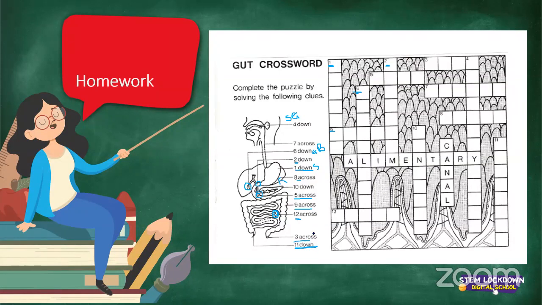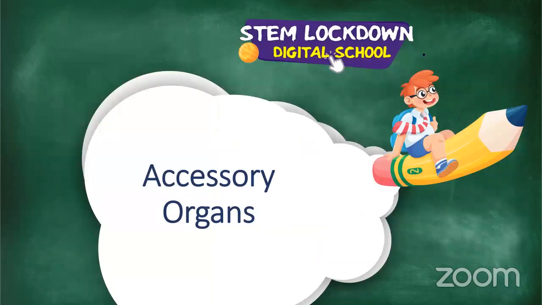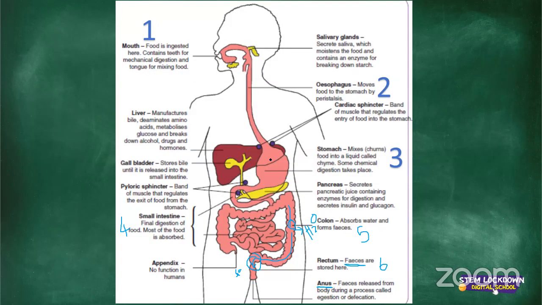Remember, guys, I need answers for 7 across, right? This is the one that we didn't do. 7 across and 5 across tomorrow. All right, guys. So, guys, please review this structure. Be able to name all the organs and at least give a function or two for each of the organs, both of the alimentary canal and of the accessory organs. All right.